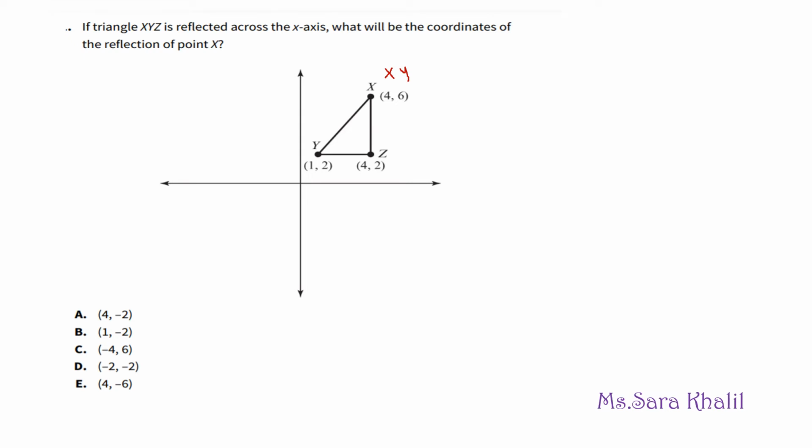Basically, it's going to be somewhere here, and this is going to be the same for the x. It's going to be 4, but what will change sign? Instead of having a 6 over here, you will have a negative 6 over here, right? So basically, the answer is 4 and negative 6, which is E.